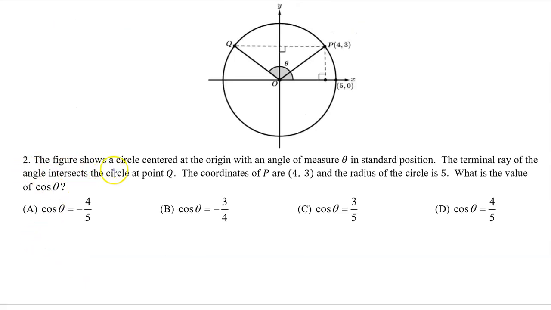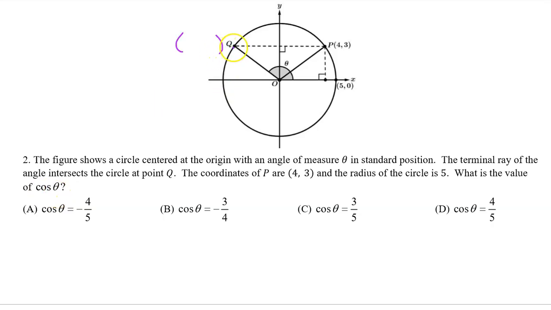Number 2. The figure shows a circle centered at the origin with an angle of measure theta in standard position. The terminal ray of the angle intersects the circle at point Q. The coordinates of P are 4, 3, and the radius of the circle is 5. What is the value of cosine theta?